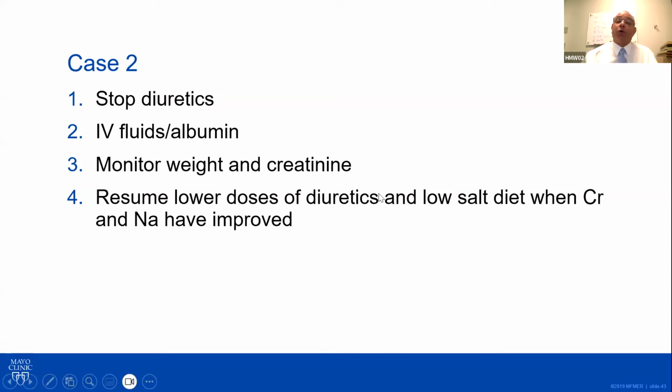And you probably need to lower the diuretics in this patient. Whatever she was taking, the 300 milligram of aldactone and 40 of Lasix, caused overdiuresis. So once you correct her acute kidney injury and her hyponatremia, you can resume oral diuretics, but it has to be at a lower dose. I hope these cases are useful.